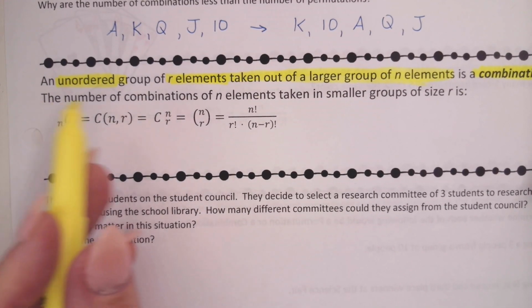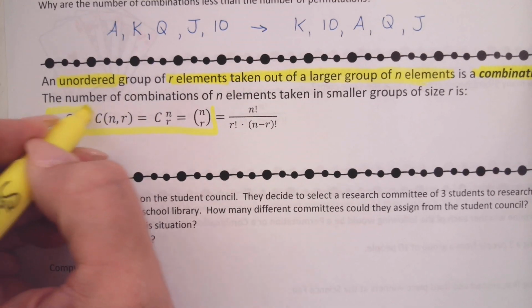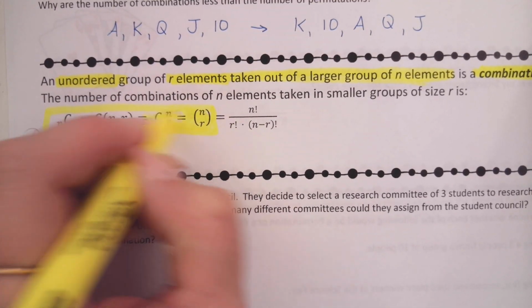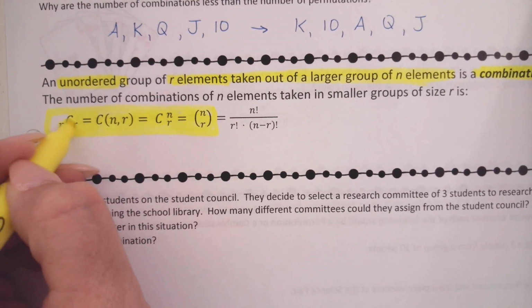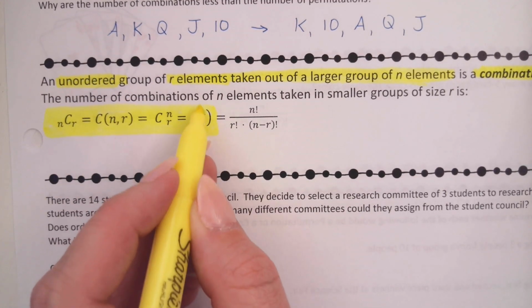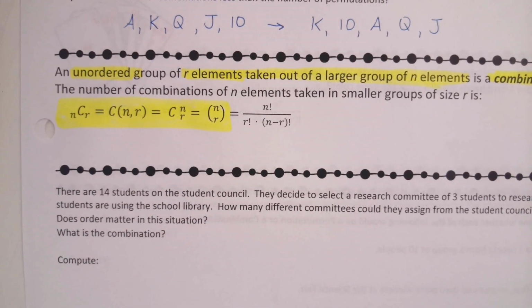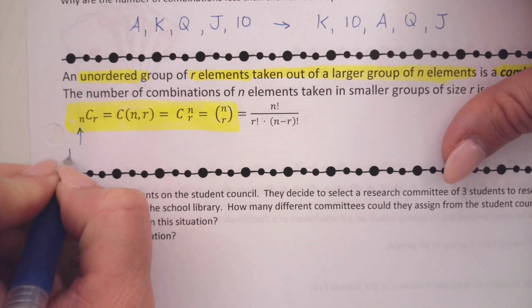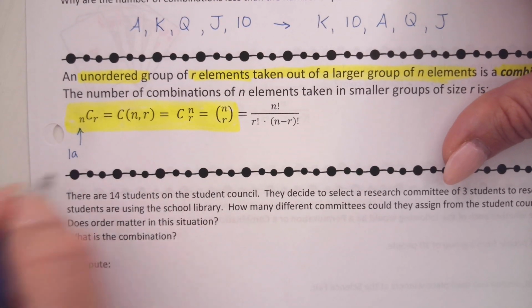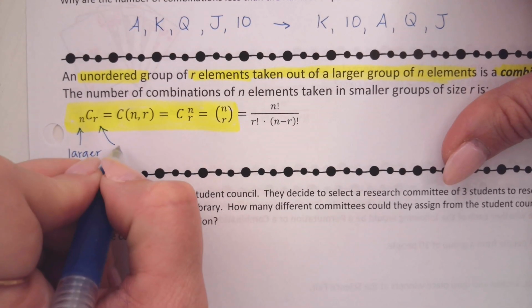So a small group taken from a larger group is called a combination. There's 4 different ways to notate combinations. Look at all these. These all mean the same thing. We used the first one in Algebra 2. I think the last one is used in stats, this N over R looking thing here. The N is always going to be the larger group that you're choosing from. The R is your smaller group.